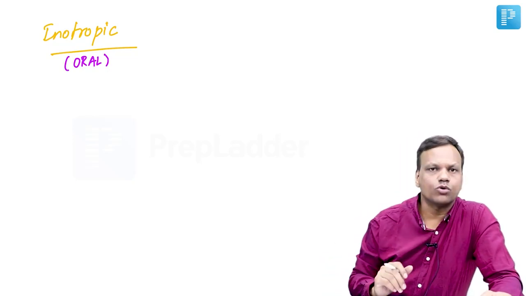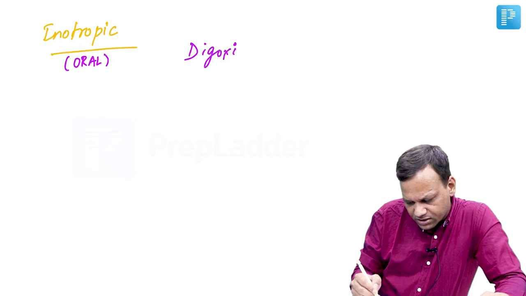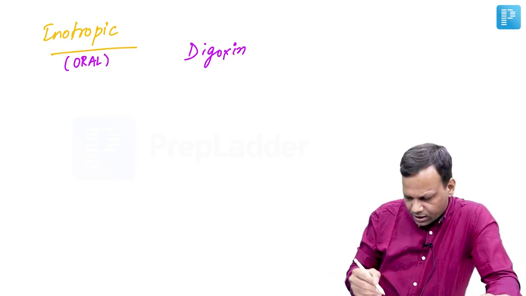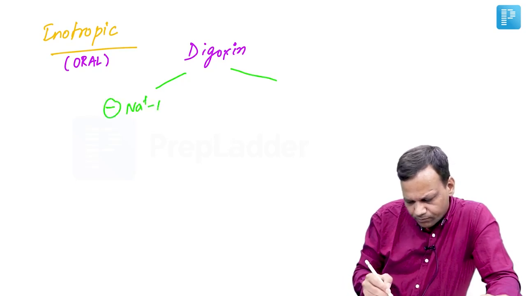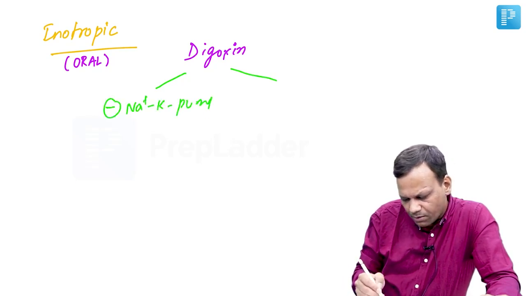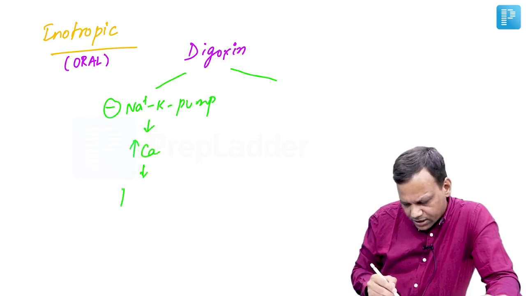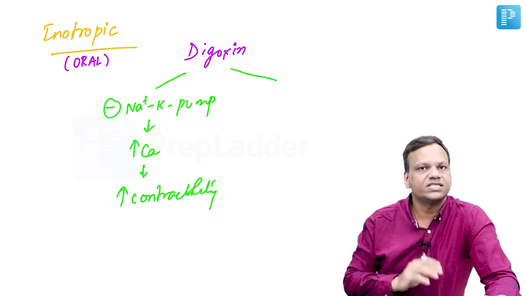In chronic CHF, we use oral inotropic drugs, and the main drug is the digoxin group of drugs. Digoxin is the drug which is used. Now digoxin, important thing, it has two mechanisms. One, it inhibits the sodium potassium pump. By inhibiting this pump, it causes an increase in intracellular calcium, which can lead to an increase in contractility. So this mechanism is used in CHF.